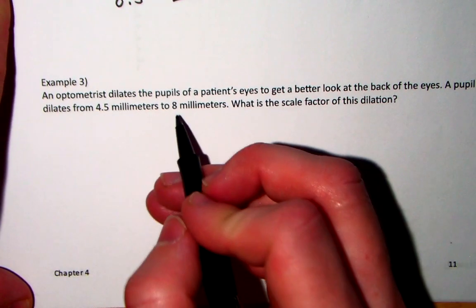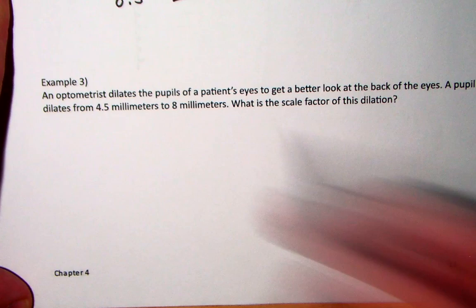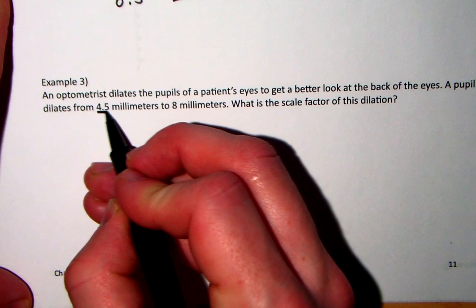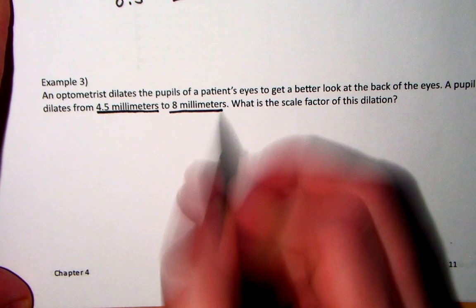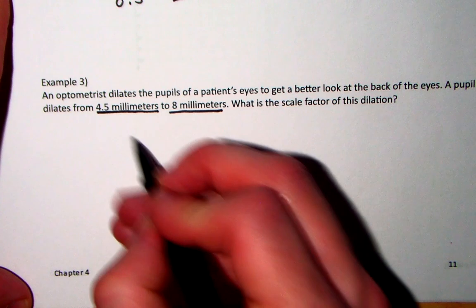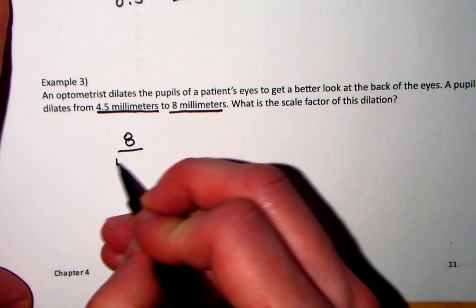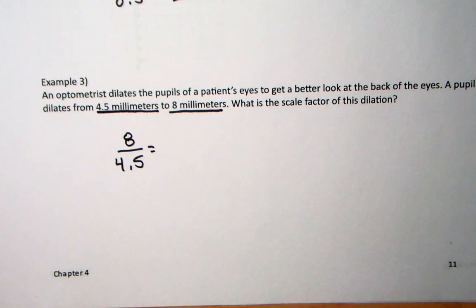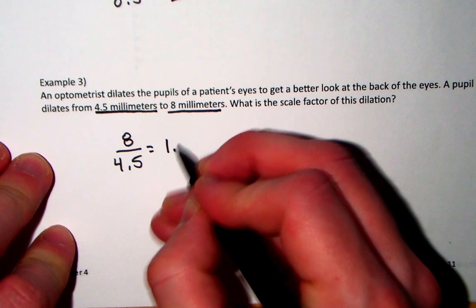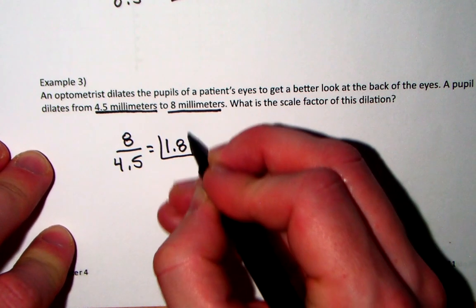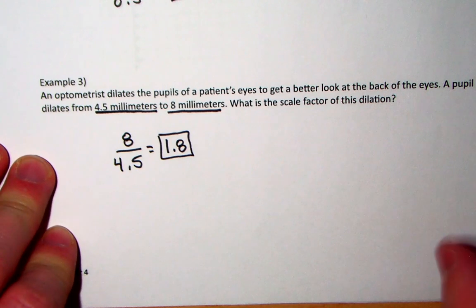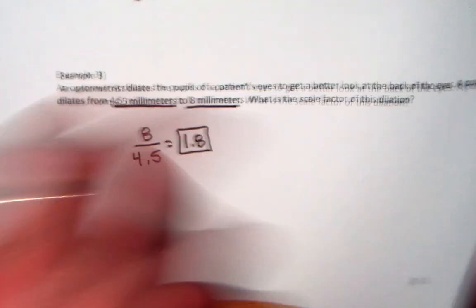Example 3. An optometrist dilates the pupils of a patient's eyes to get a better look at the back of the eyes. A pupil dilates from 4.5 millimeters to 8 millimeters. What's the scale factor? All right, so the image was 8, the pre-image was 4.5. We throw that in a calculator. It gives us about 1.8. So the pupil got 1.8 times larger. All right, let's flip it over and move on to section 4.6.